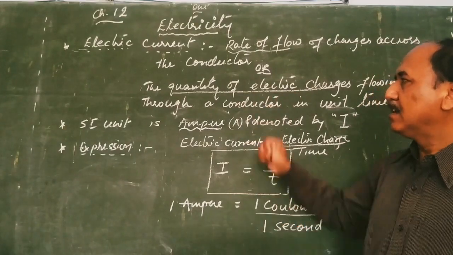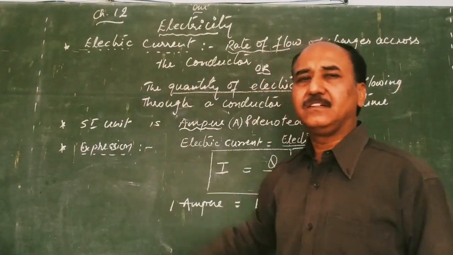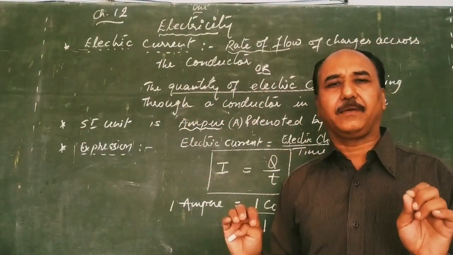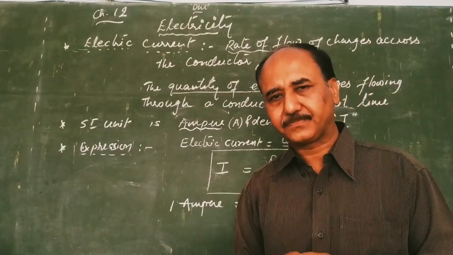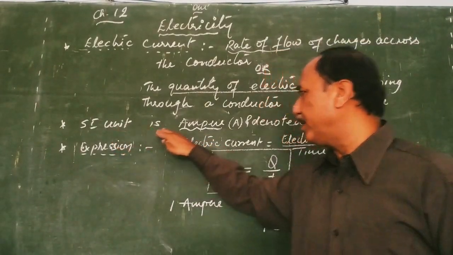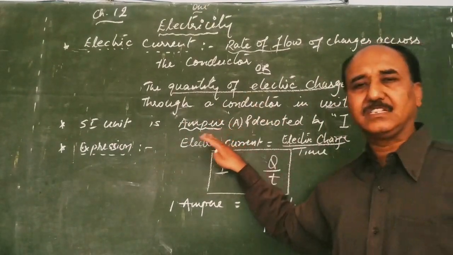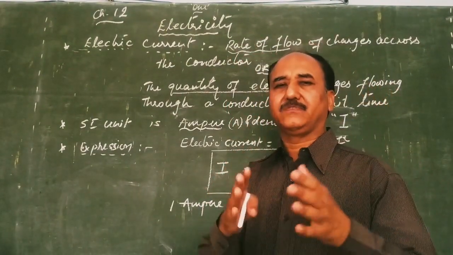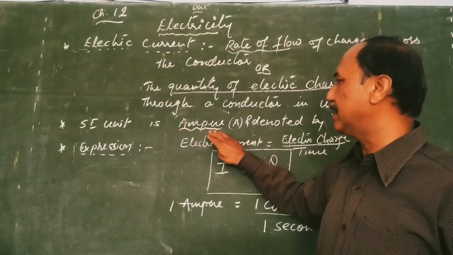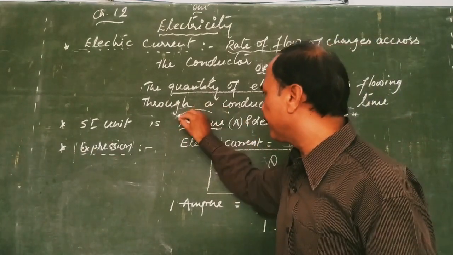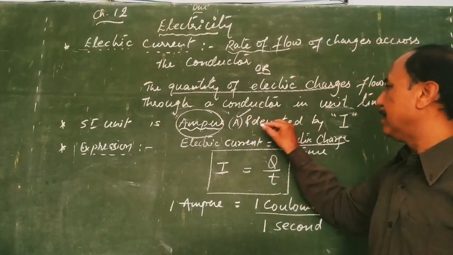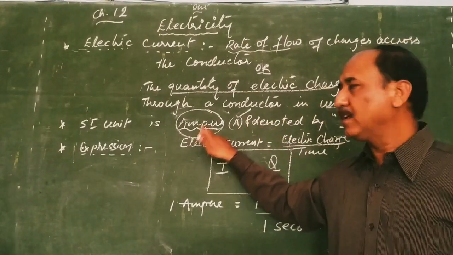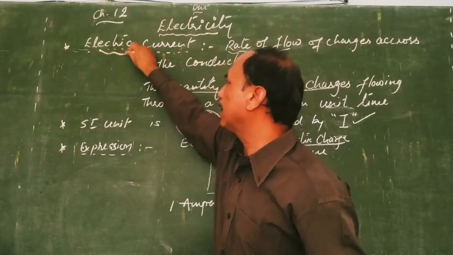Or in other words, it is also stated as the quantity of electric charges flowing through a conductor in unit time is known as electric current. Now, the SI unit is ampere, as it was discovered by our scientist Andre Marie Ampere, and that is why the unit has been named after the scientist, that is ampere, and it is denoted by A. And electric current is denoted by the letter I. A we are representing ampere, and I we are representing electric current.